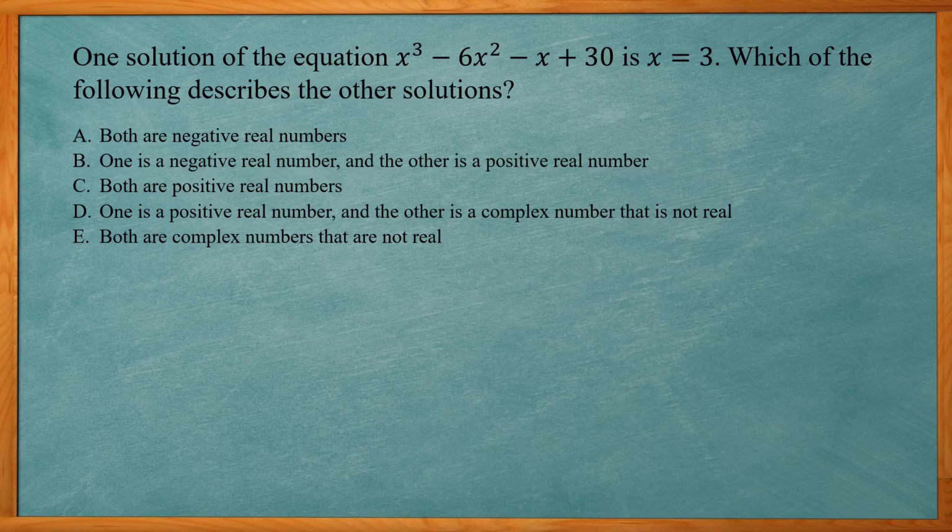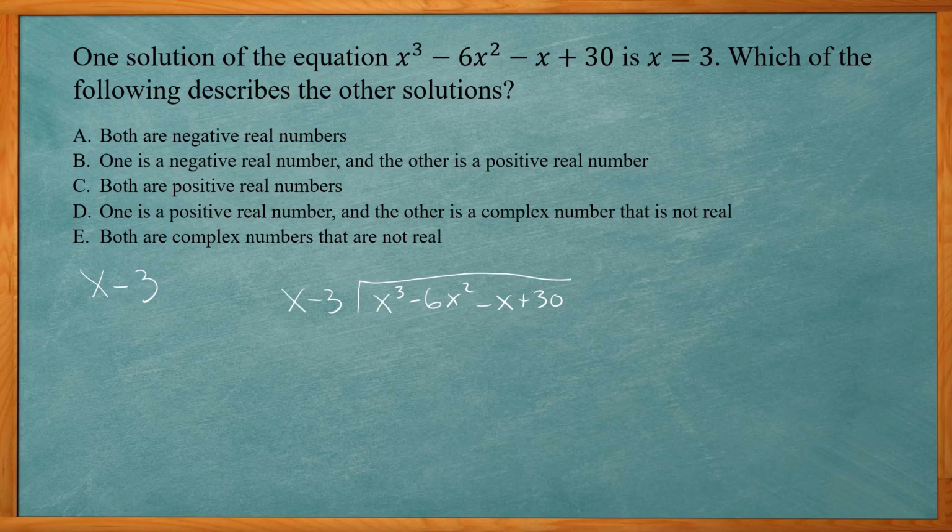So when they give us one of the solutions, x equals 3, we can do polynomial division or synthetic division to find out the other solutions. First I'm going to show you how to do it with polynomial division. When we have x equals 3, that means a factor is x minus 3. So if I set x minus 3 here, in our original equation, x to the third power minus 6x squared minus x plus 30.